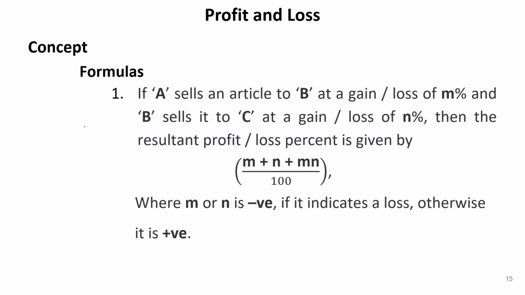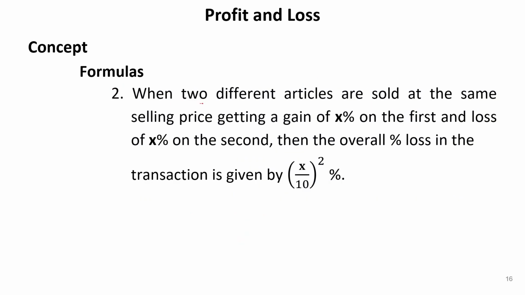So let's see the next formula, that is A sells an article to B at a gain or loss percentage of M%, and B sells it to C at a gain or loss percentage of N%. Then the resultant profit or loss percent is given by M plus N plus MN whole by 100. Okay, so where M and N is negative, it indicates a loss, otherwise it is positive and it indicates a profit. So when two different articles are sold at the same selling price, getting a gain of X percentage on the first and loss of X% on the second, then the overall percentage loss in the transaction will be given by (X by 10) whole power 2 percentage.